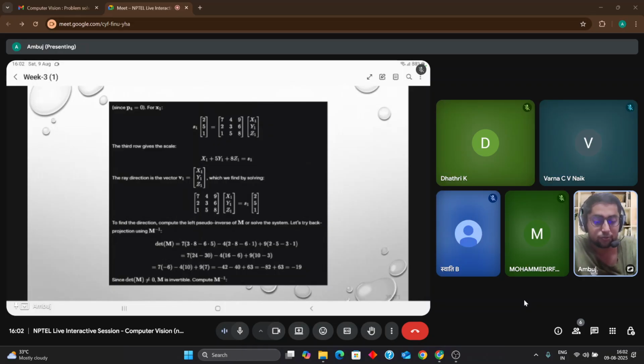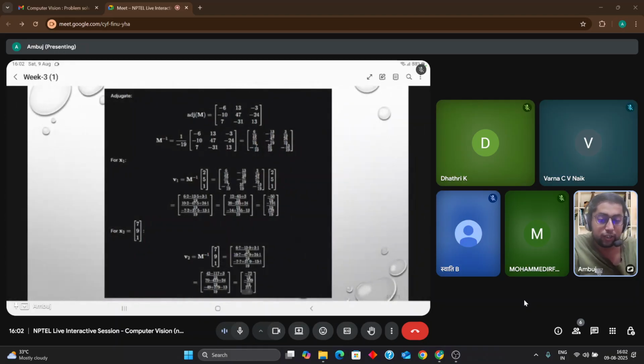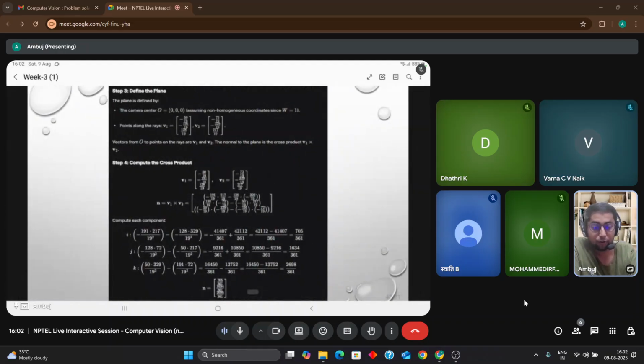in a similar fashion to how we calculated the inverse, you follow these detailed steps. You will get all the cofactors. You need to calculate the adjoint of matrix M. I already taught you in previous sessions how to calculate the inverse. After getting the inverse, you will get the rays V1 and V2.